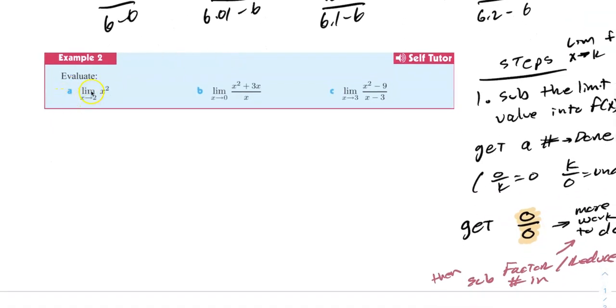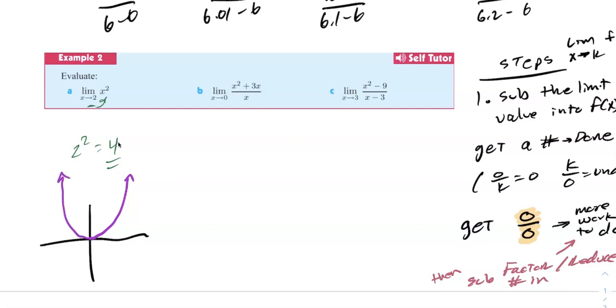Right, the limit as x approaches 2 of x squared. So all we're going to do is substitute 2 in. I get 2 squared, which is 4, and there you go. That's my limit. My limit as x approaches 2 of x squared is 4. If you're wondering what does that mean? Look at the graph of x squared. Looks like this. And as you get close to 2, your graph's going to go to 4.